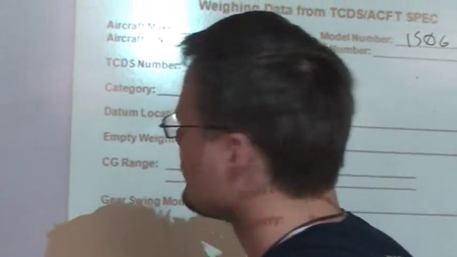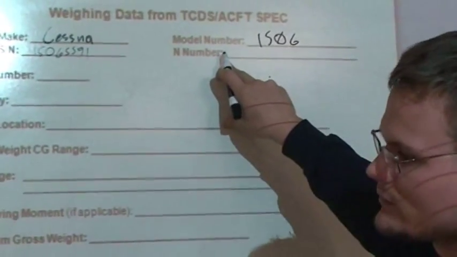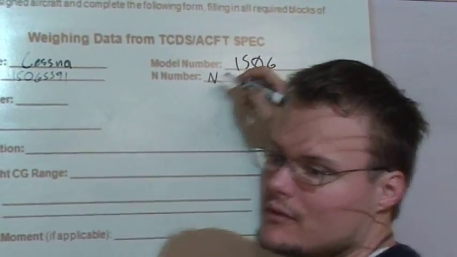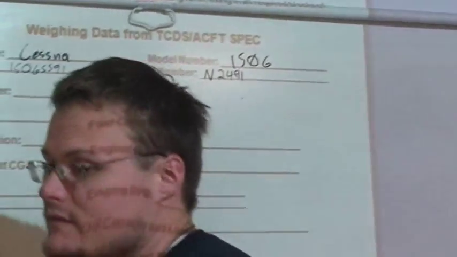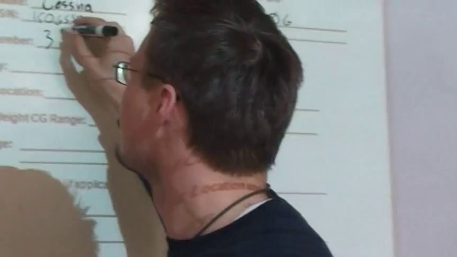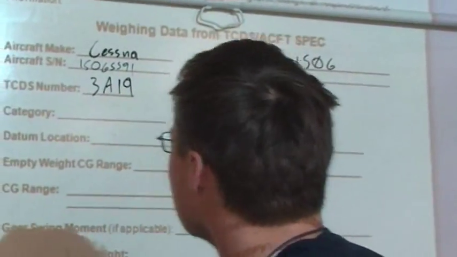Your aircraft serial number, which is 15059 55911. Also from the data plate. And the N number, which is also the registration number, is November 2491. And the TCDS number, which is the filing number for the actual TCDS that we're using for the plane. Yes, 3A19.